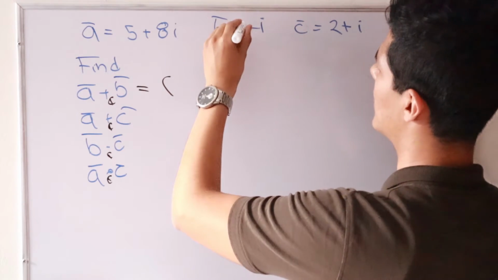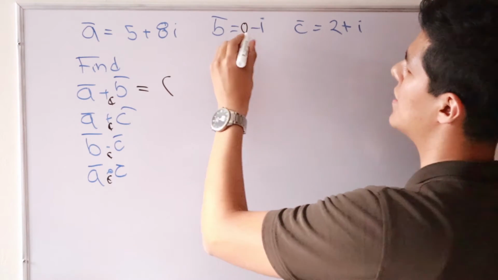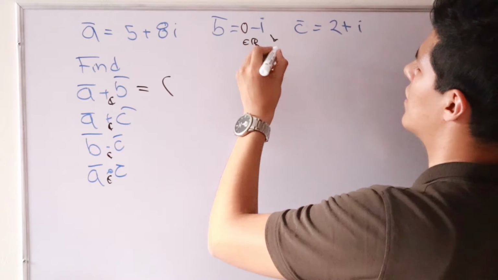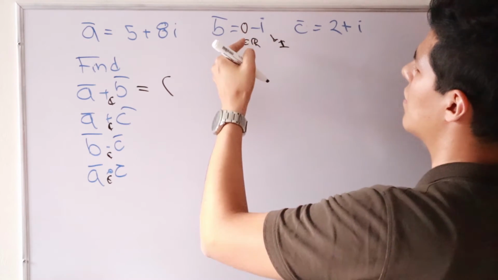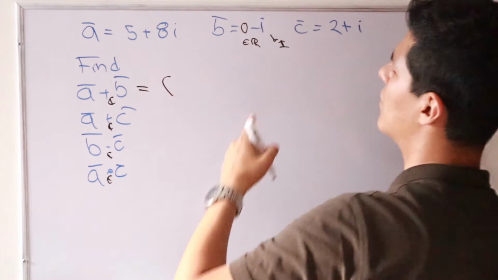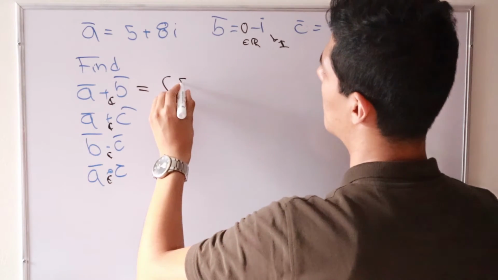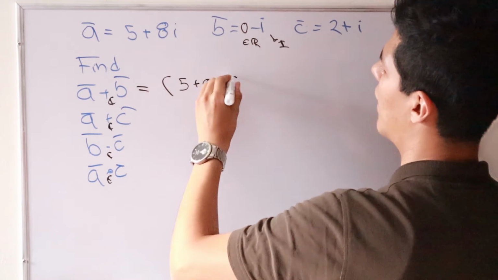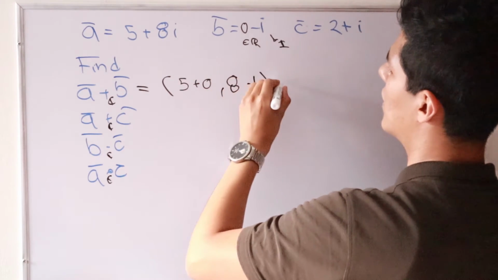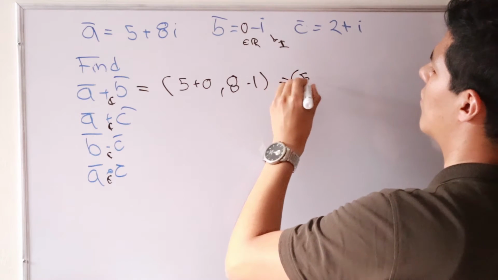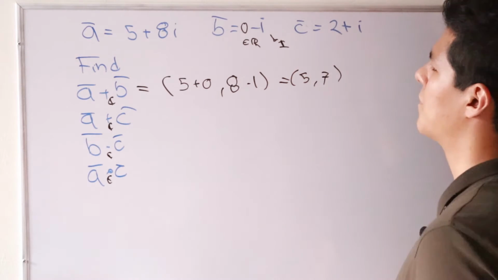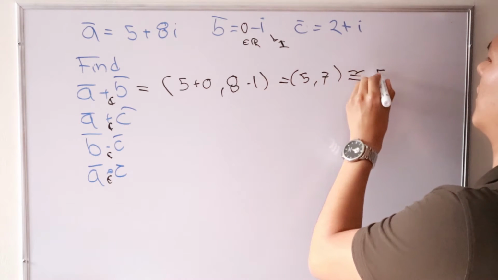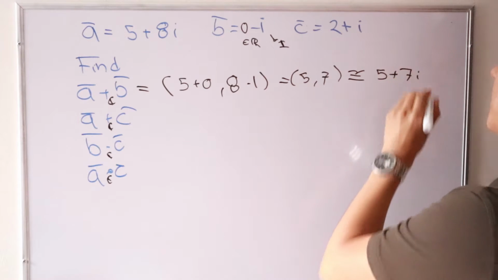Here we have that in this case, this number is 0. So 0 is the real part and this is the imaginary part. So here the real part is 0, so that's why we have 5 plus 0, and in the other one 8 minus 1, and this is 5, 7. So this number is equivalent to 5 plus 7i.